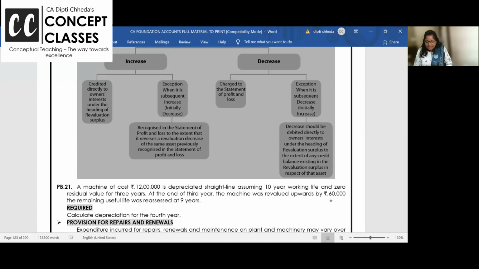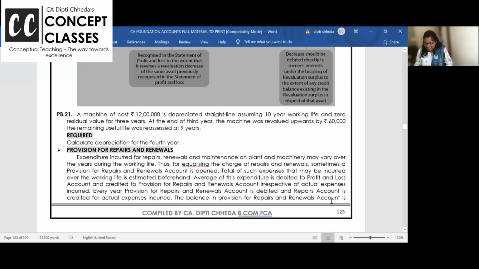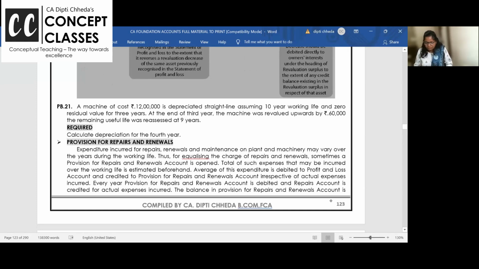So if there is an increase, credit to revaluation reserve, I said revaluation surplus it is called now, and so on. I hope the flowchart I have given is easy and clear. Put me a message if you are not following anything. Let us do a simple problem they have given related to this.